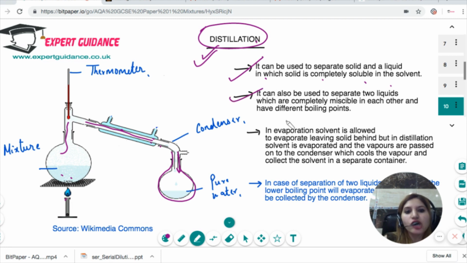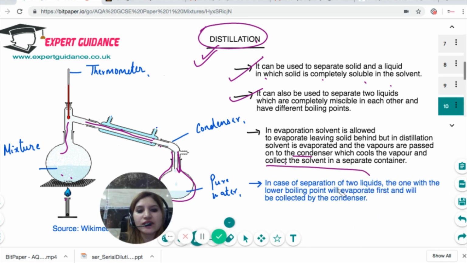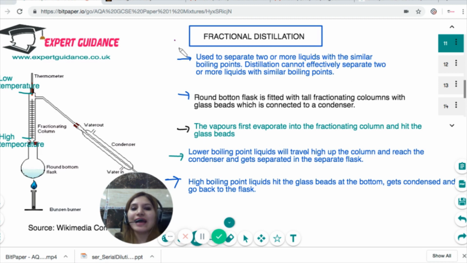So in evaporation, the solvent is allowed to evaporate, leaving the solid behind. But in distillation, the solvent is evaporated and the vapors are passed onto the condenser, which cools the vapors and collects the solvent in a separate container. In case of separation of two liquids, the one with the lower boiling point will evaporate first and will be collected by the condenser. Okay, so now is fractional distillation.